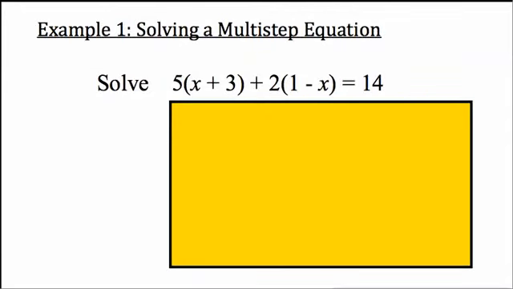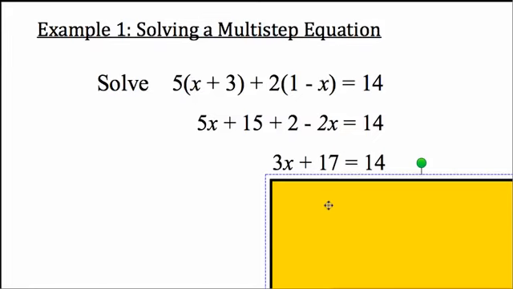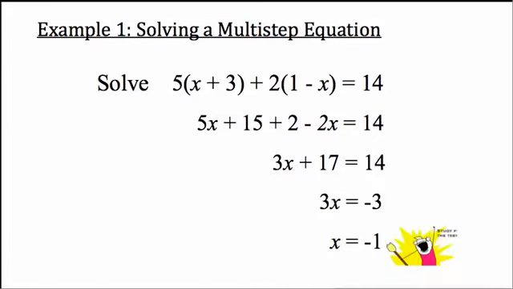Example 1, solving a multi-step equation. A multi-step equation requires multiple steps to solve. Here we've got x in 2 spots. You want to solve for x, right? And as you can see, you have to do the distributive property, combine like terms, combine more like terms, and eventually, yay, you do get a solution for x. X is equal to -1.